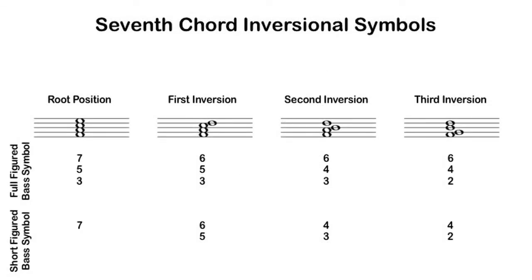Seventh chord inversions use figured bass symbols. 7 for root position, 6-5 for first inversion, 4-3 for second inversion, and 4-2 for third inversion. Remember that the inversion refers only to which chord member is in the bass. Root position has the root in the bass, first inversion has the third in the bass, second inversion has the fifth in the bass, and third inversion has the seventh in the bass. Well, that does it for this video. That's the basics of how to spell and recognize the tonal seventh chords.